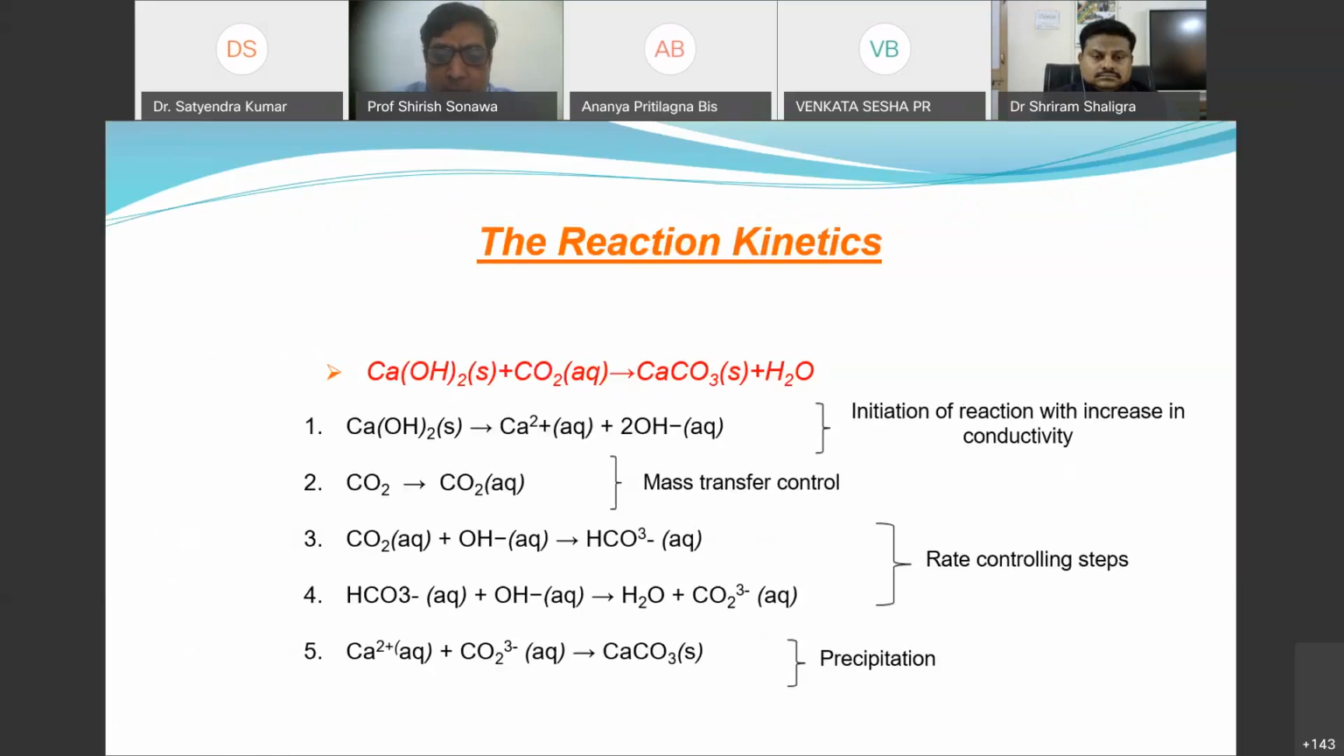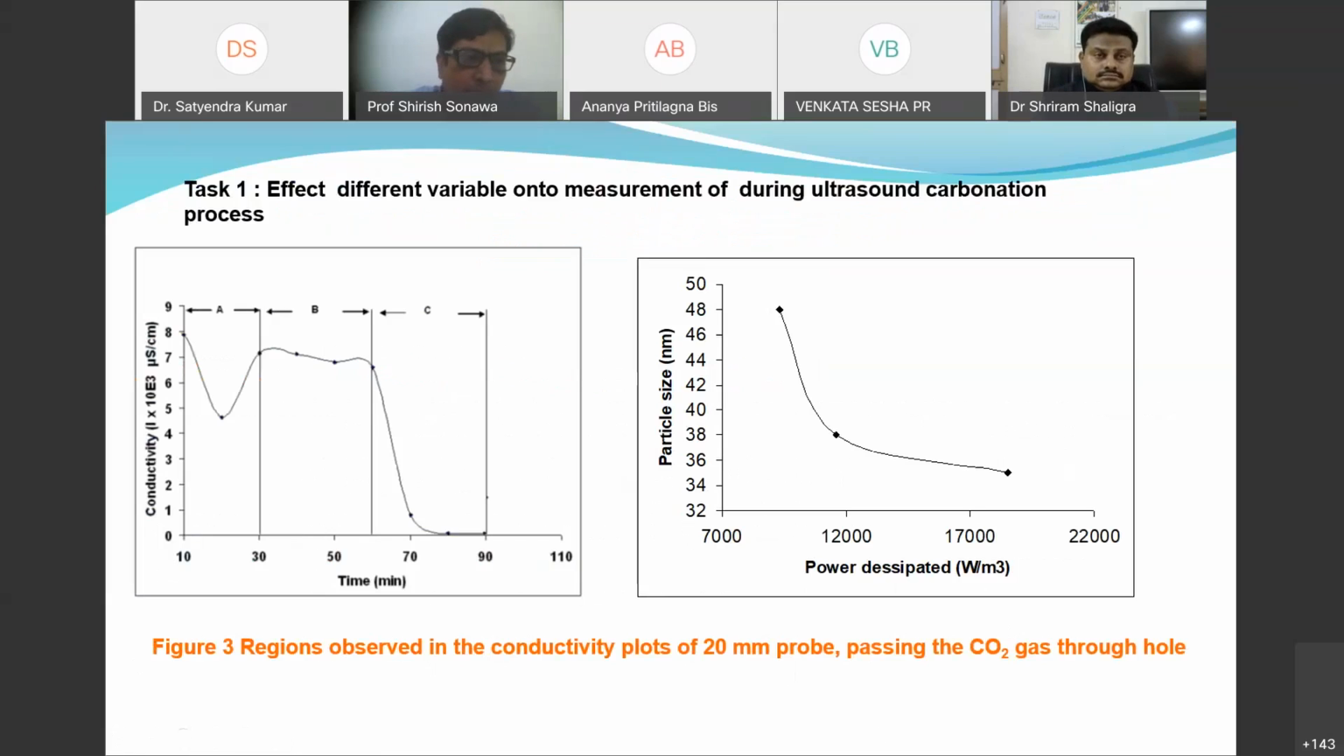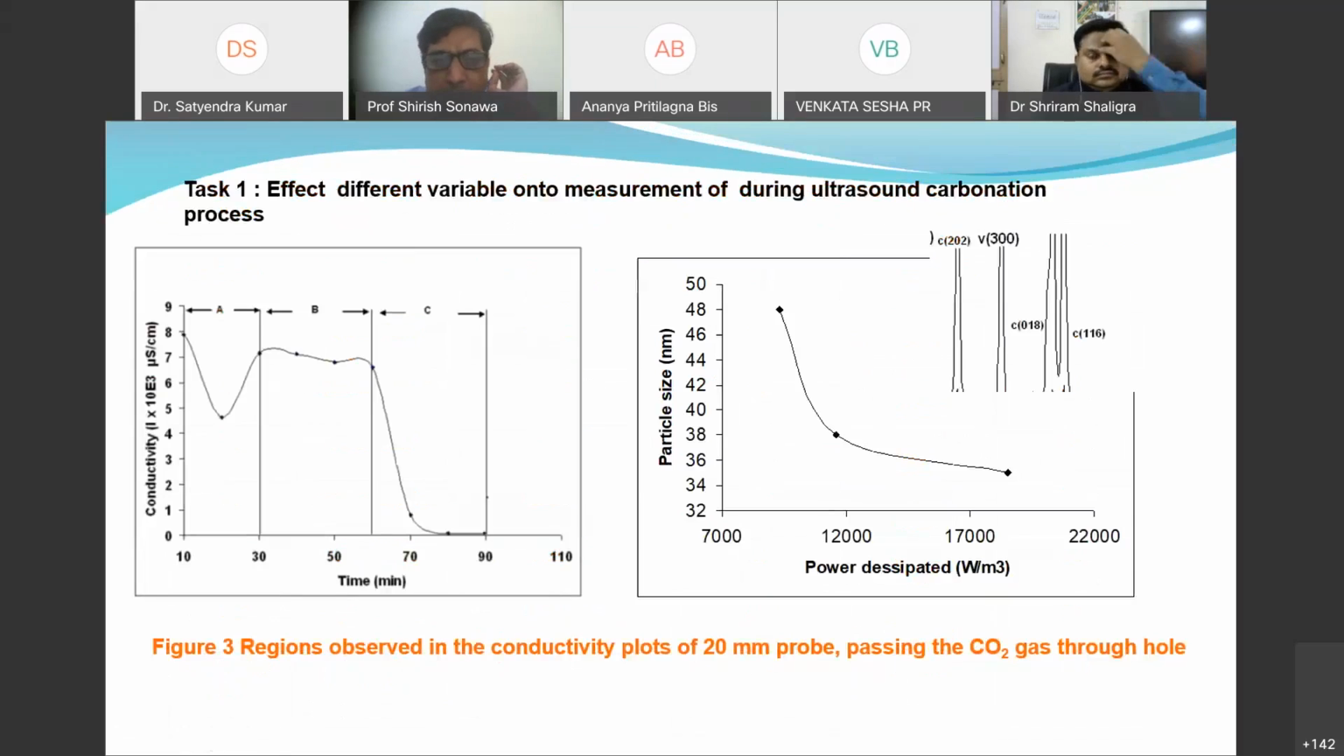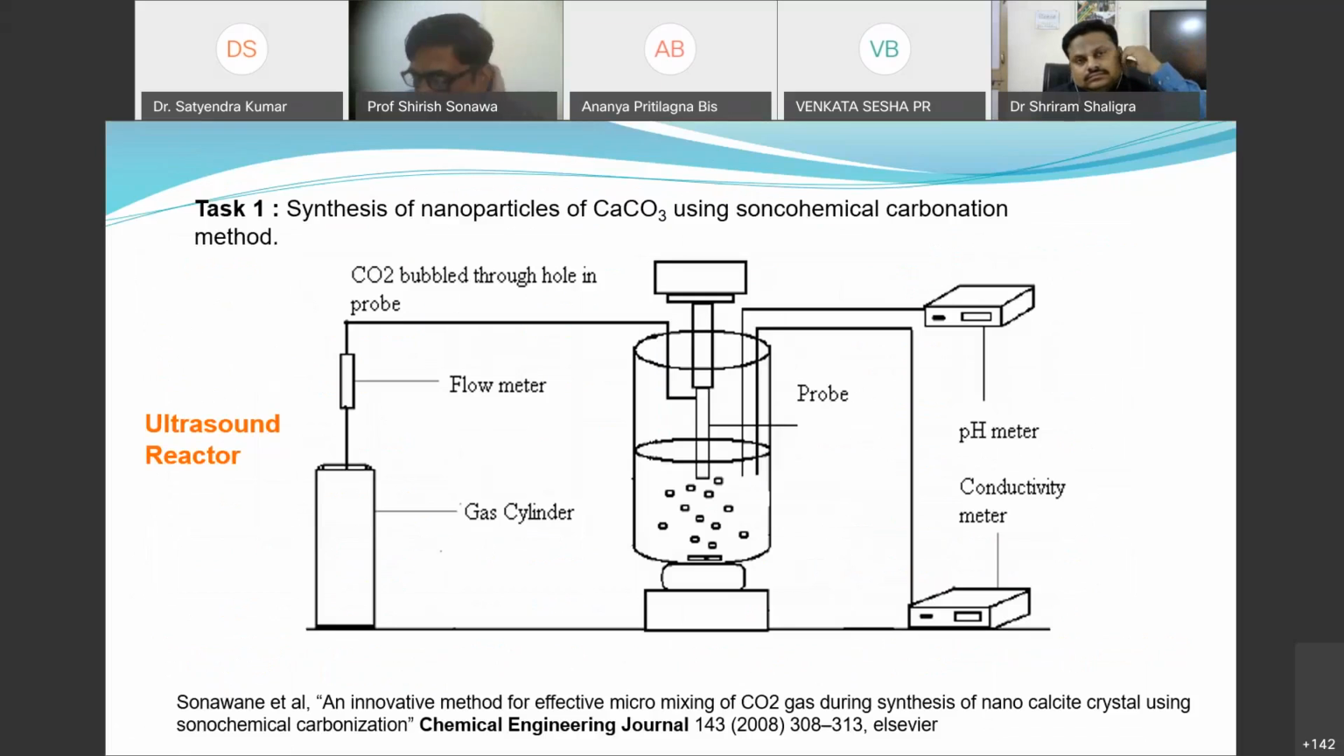I don't want to go into the detail, but dissolution of CO2 plays a very important role to attack the calcium sites. I am just going faster to save time. It is very interesting to know that there are three phases in this reaction: initiation, nucleation, and growth. If precipitation is more, you get a metastable solid and the particle size is going to increase. So using ultrasound and the CO2 gas, with the methodology shown here, we can produce calcium carbonate.